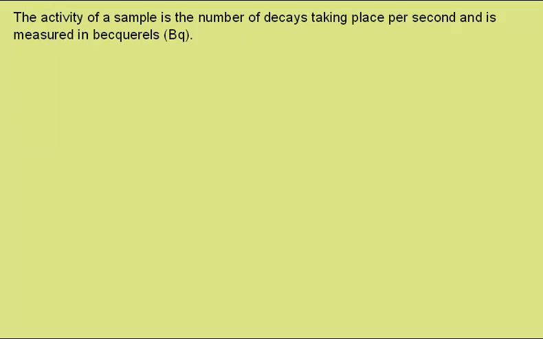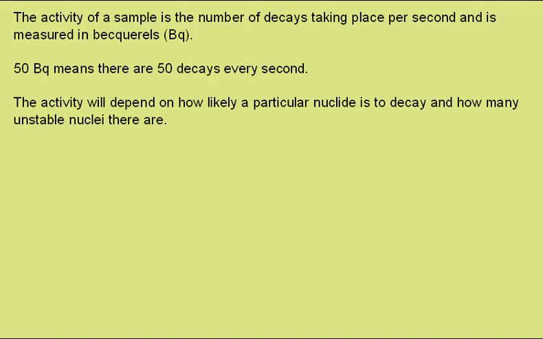The activity of a sample is the number of actual decays taking place per second, and is measured in becquerels, given the symbol uppercase B, lowercase q. 50 becquerels means there are 50 decays every second, for instance. The activity will depend on how likely a particular nuclide is to decay, and how many unstable nuclei are present in the sample.